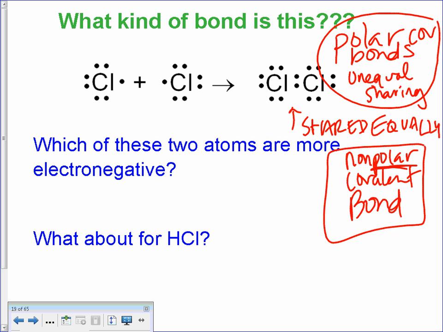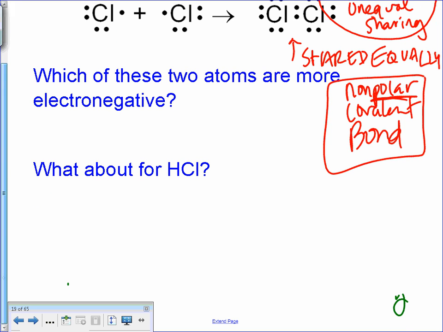And I'm going to show you some examples of both. So polar means opposite ends, so one side is pulling harder than the other, meaning one is way more electronegative than the other. This one's sharing equally in this case because both of them have equal electronegativities. They share equally. Neither side has more electrons than the other. How does that change for HCl? And I don't expect you to memorize electronegativity numbers. I expect you to memorize the trend in general, up and to the right.